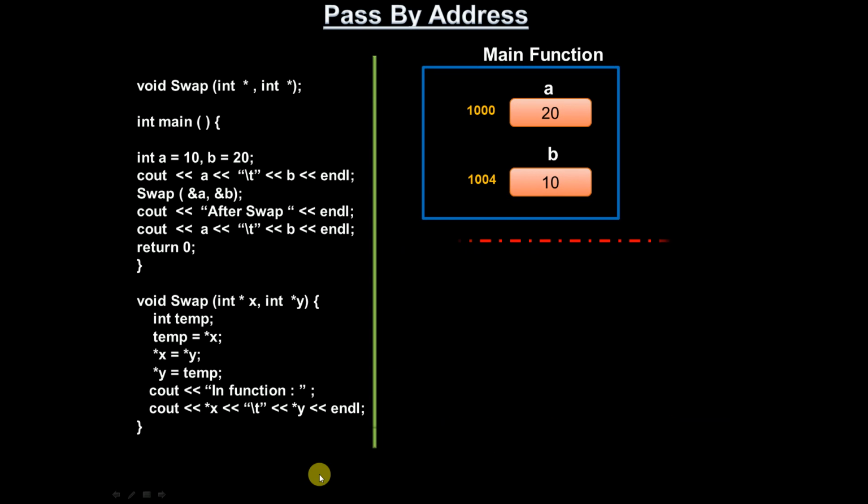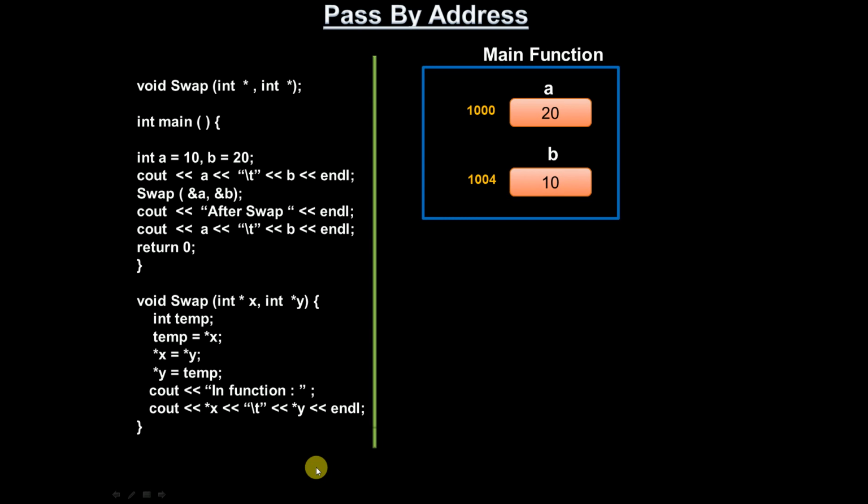Now we are coming back to the next statement after this swap function, that is cout, after swap will be printed. Now we are printing cout a b. What is the value of a? 20. And what is the value of b? 10. So 20 10 will be printed. Okay, so like this pass by address will work.